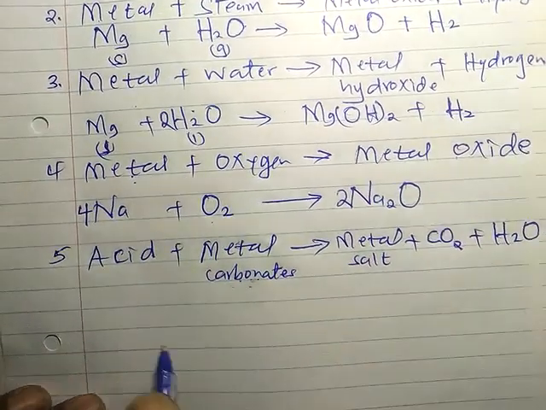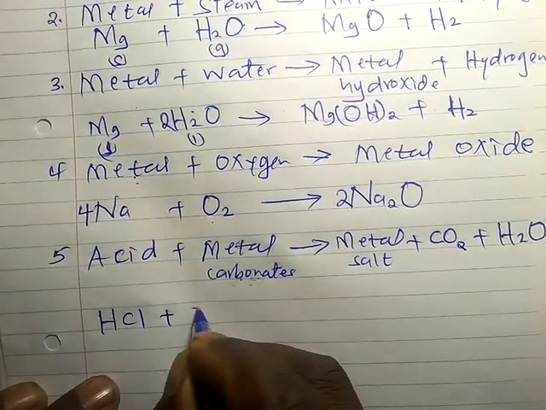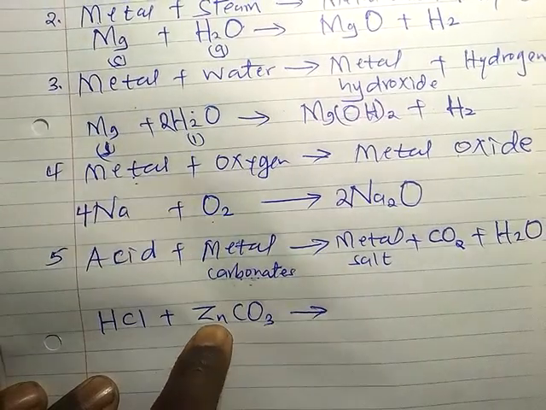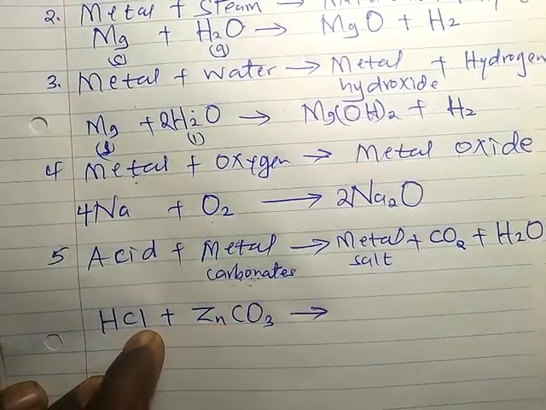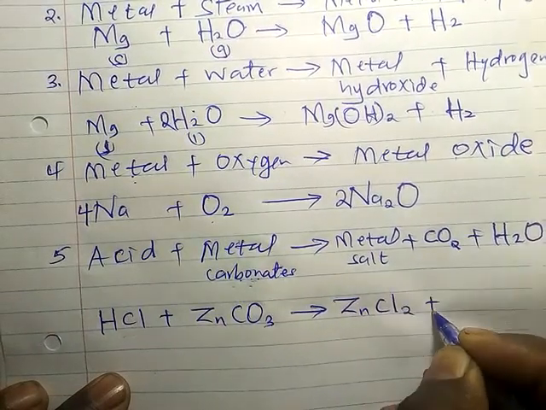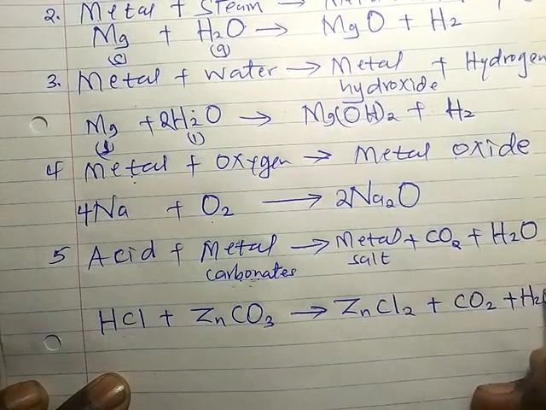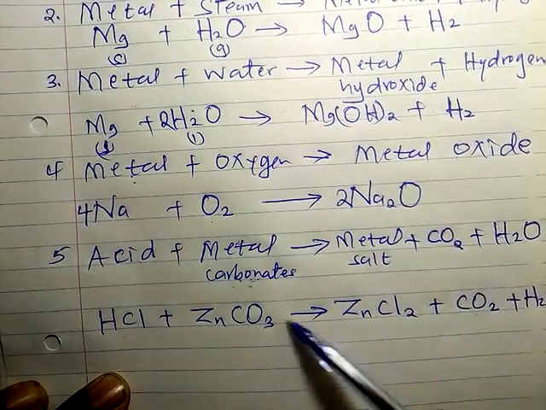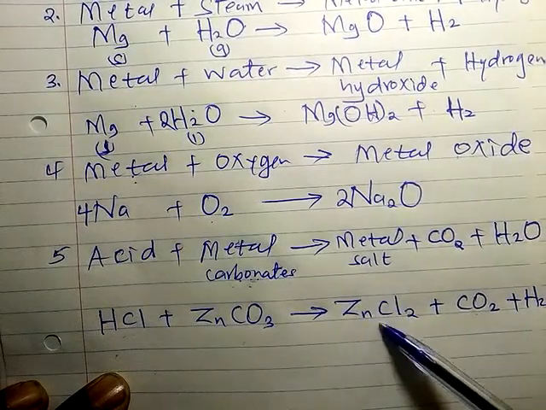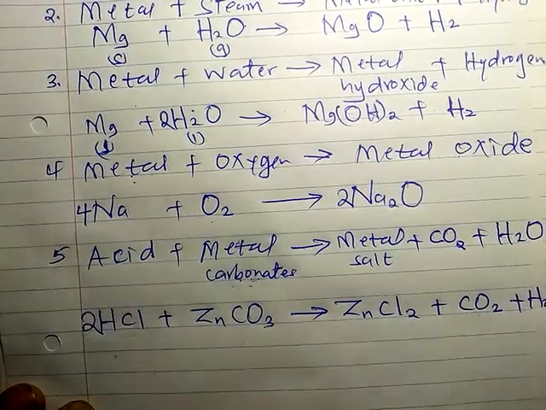For example, let me use HCl plus zinc carbonate. It will form zinc chloride because the chloride will come from here. It will form zinc chloride plus CO2 plus water. So as you can see, this part is permanent. Any carbonate with an acid will form this. The only difference will be on the salt side. So we will put 2 here to balance the equation.